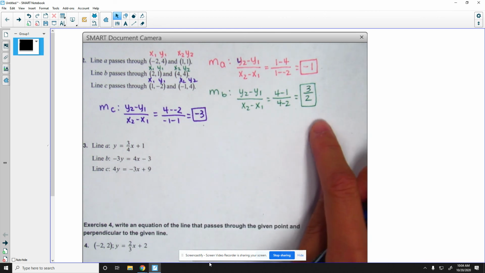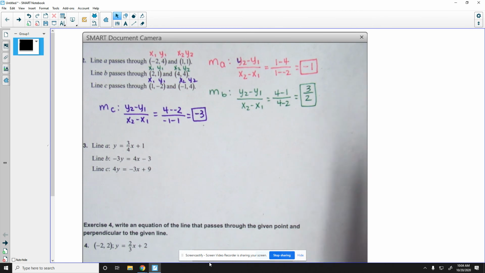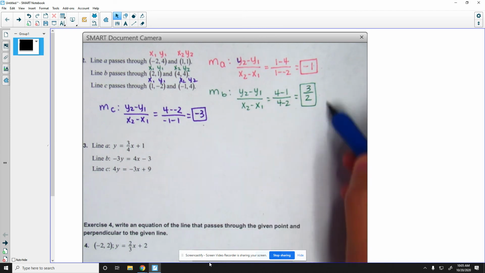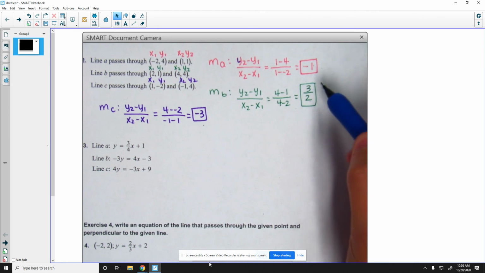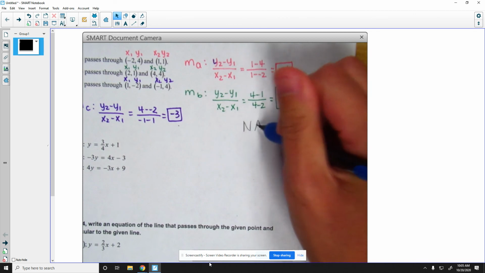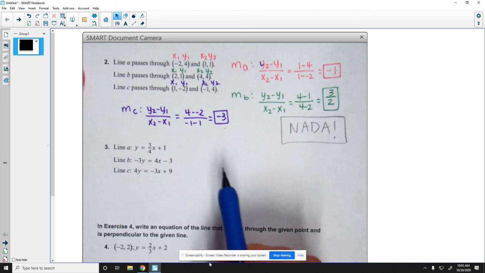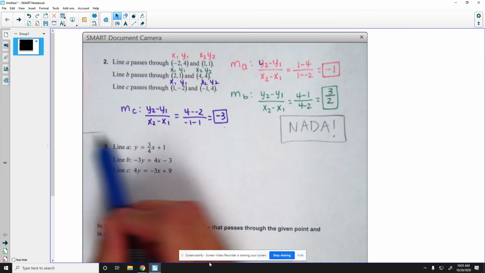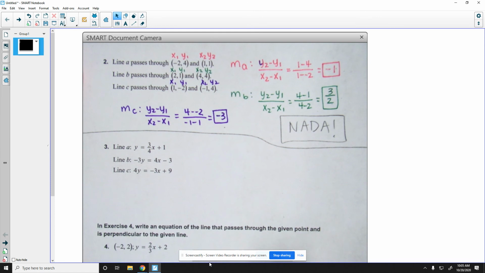Can someone raise their hand and tell us which ones are parallel, which ones are perpendicular, or nada? Nothing. Rowan, what do you think? Nothing is the same number, so nothing is parallel. Nothing is positive, negative, flipped, but also the numbers are flipped. So I would say nada. Okay. But to get to this answer, you have to show your work. So this is the work you would have to show on your level work.